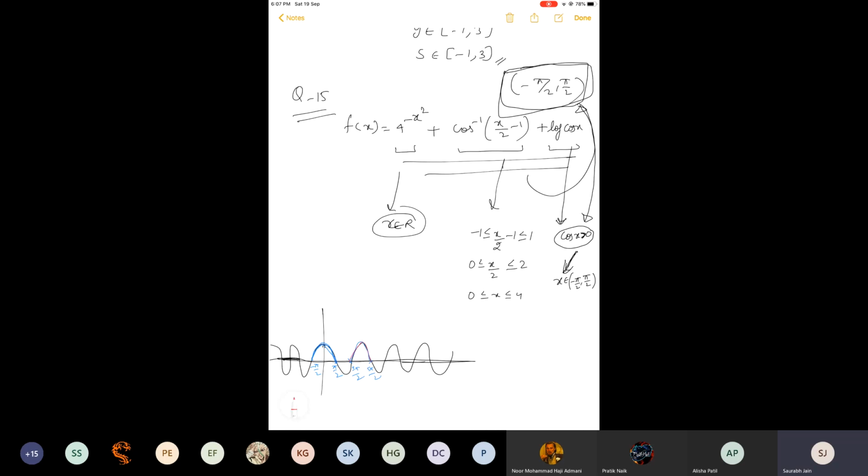Rest we don't want. Why? Not required in the question. In the question it is required only minus pi by 2 to pi by 2. And clearly cos is positive in this.